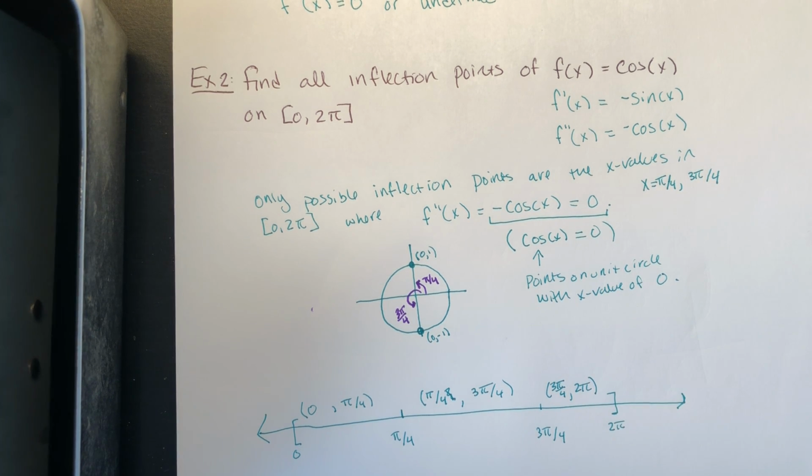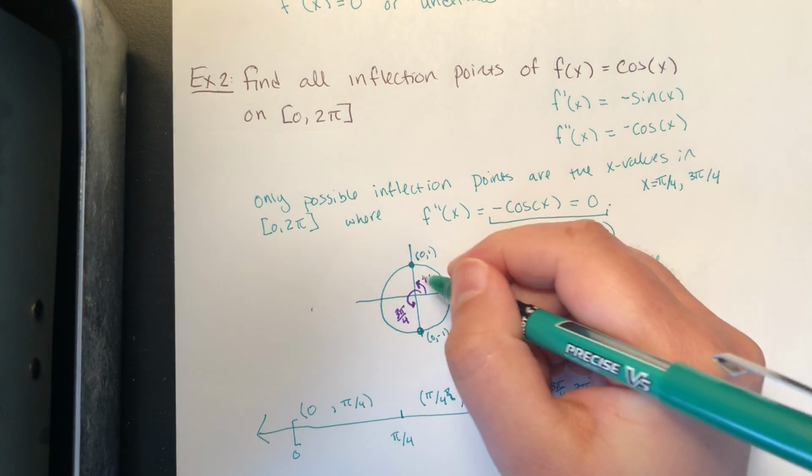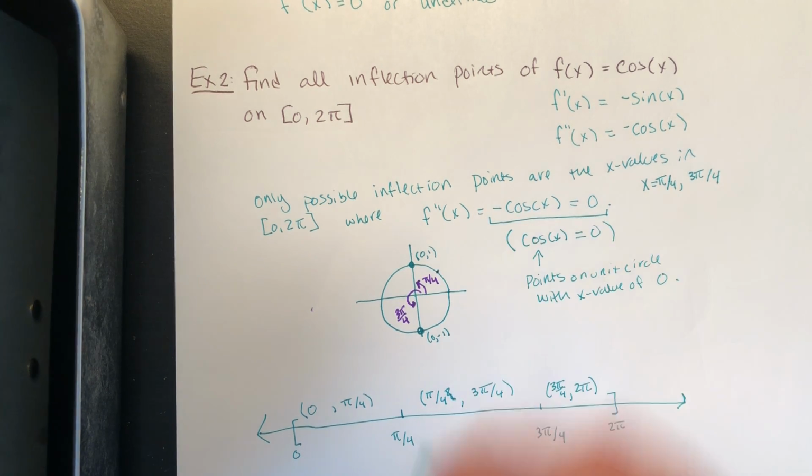Okay, and we test a point in each interval by plugging it into the second derivative function. So I need to choose some angle between 0 and pi over 4. In other words, choose some angle over here somewhere.